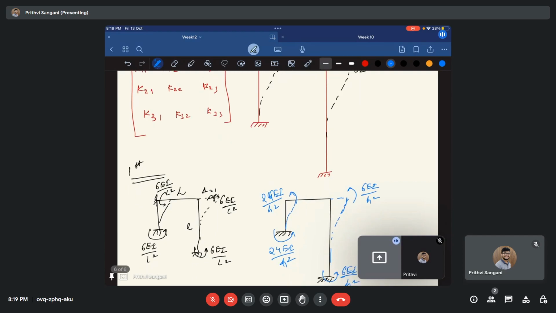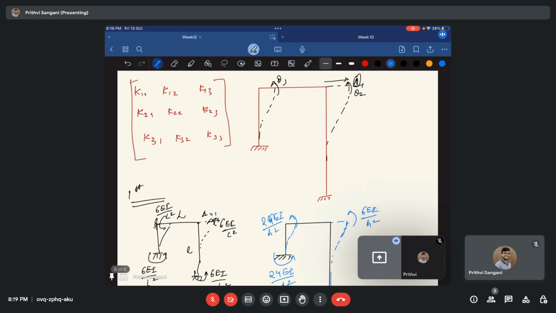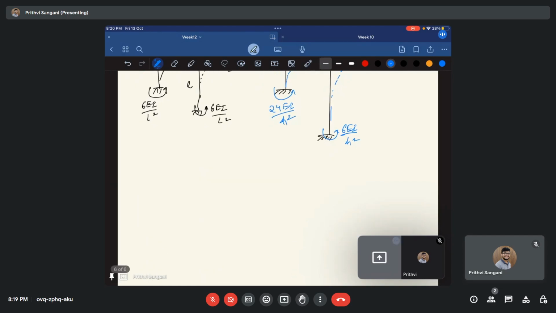Now we have applied unit displacement in the direction of degree of freedom 1, and you need to find the moment in the second degree of freedom and the moment in the direction of the third degree of freedom. So that is quite simple.